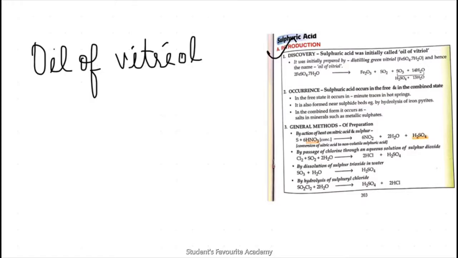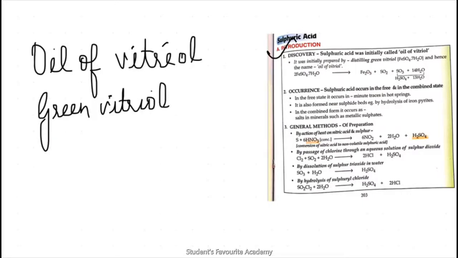So why was it called oil of vitriol, children? Because it was made by distilling green vitriol, and then you should know what green vitriol is. Green vitriol is nothing but hydrated ferrous sulfate. That is also called what? FeSO4. So this is my ferrous sulfate, and when you add 7 parts of water, it becomes green vitriol. So this name you also have to remember. This is called green vitriol.